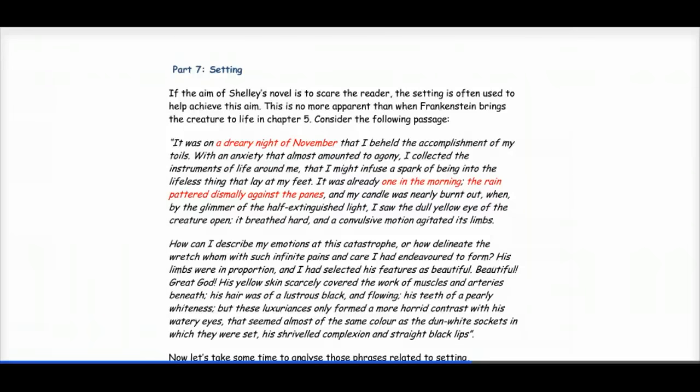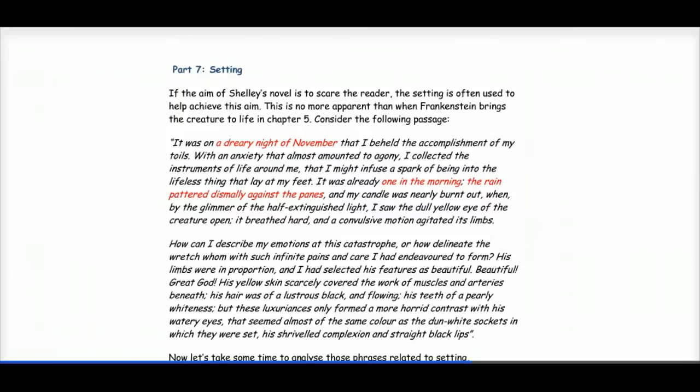It was on a dreary night of November that I beheld the accomplishment of my toils. With an anxiety that almost amounted to agony, I collected the instruments of life around me, that I might infuse a spark of being into that lifeless thing that lay at my feet. It was already 1 in the morning. The rain pattered dismally against the panes, and my candle was nearly burnt out, when, by the glimmer of the half-extinguished light, I saw the dull yellow eye of the creature open. It breathed hard, and a convulsive motion agitated its limbs.